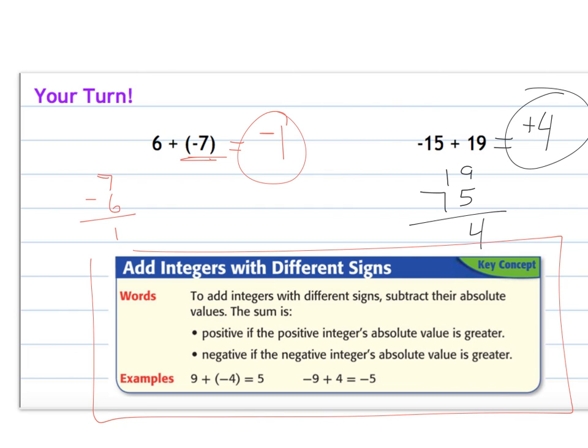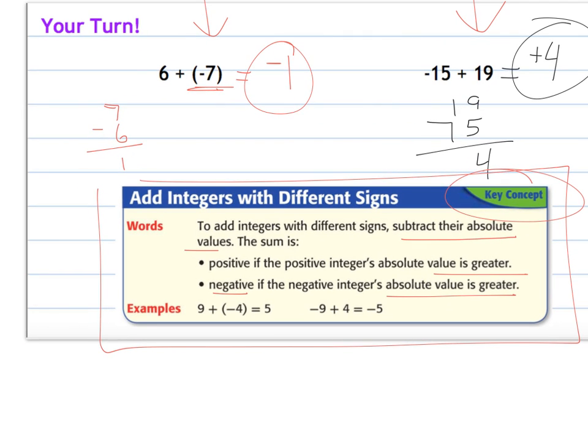Key concept here. To add integers with different signs, subtract the absolute values. So the sum is positive if the positive integer's absolute value is greater, like this example, and negative if the negative integer's absolute value is greater, like this example. So look for which one do I have more of, how many more. Those are always the questions I ask. Which do I have more of, how many more?